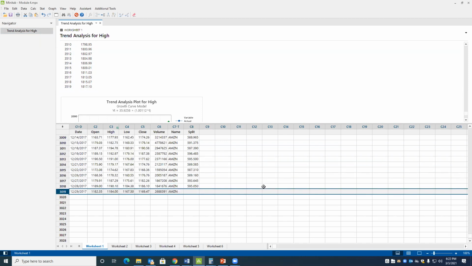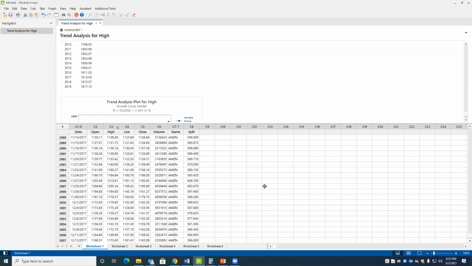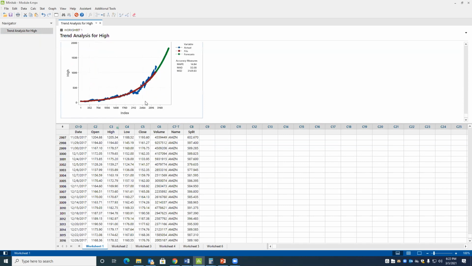Basically, trend analysis or trend forecasting is giving us the extrapolation of the values based on the best fit. So this red line up to here is the best fit, and from here to here is the extrapolation.